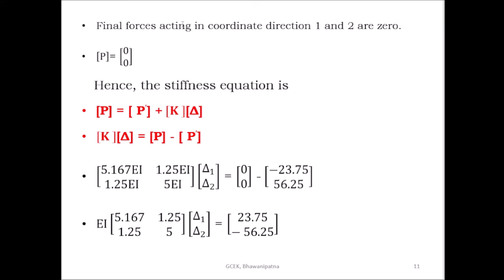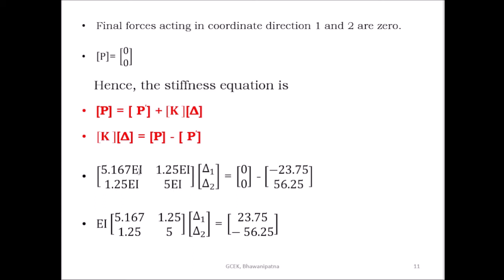Then these are the final forces acting in the coordinate directions 1 and 2. P is equal to 0, 0, and the stiffness equation is P is equal to P dash plus K into delta. This is the stiffness equation. Then K delta is equal to P minus P dash, and the stiffness matrix K is K11 and K12, K21 and K22.